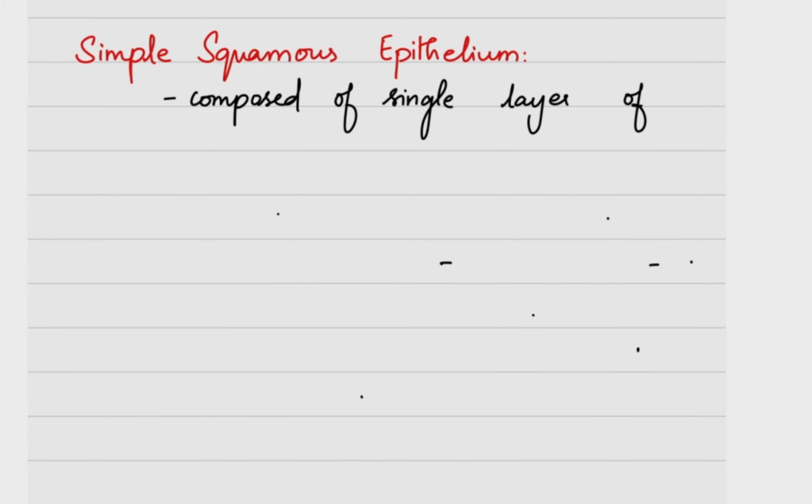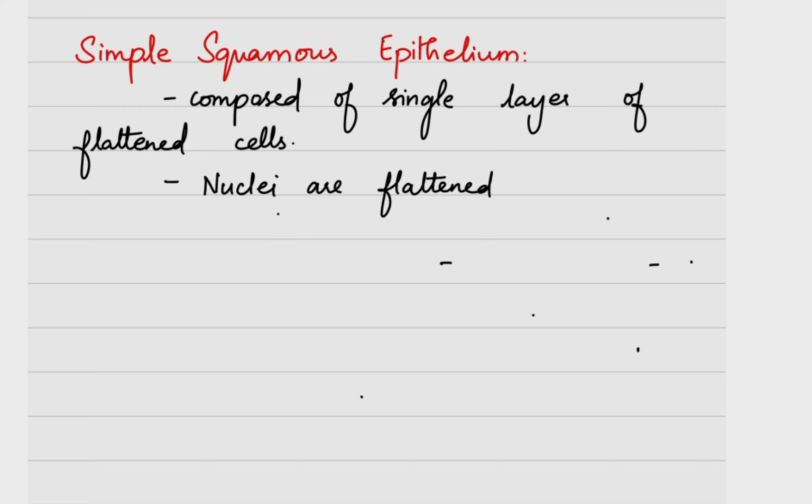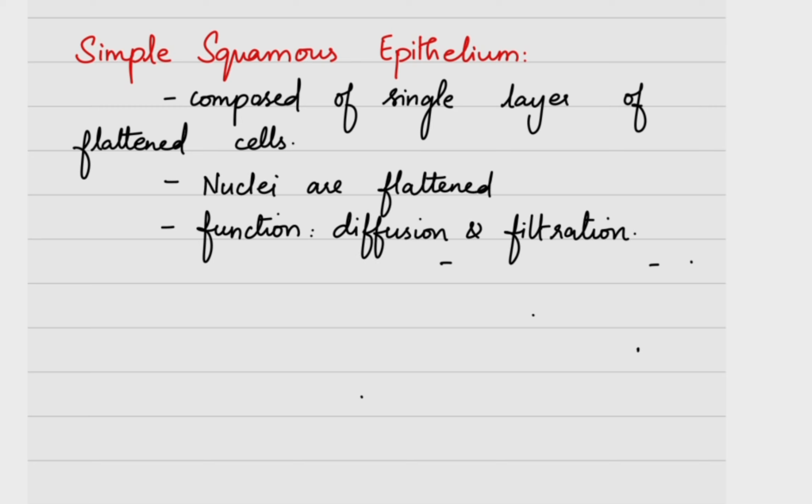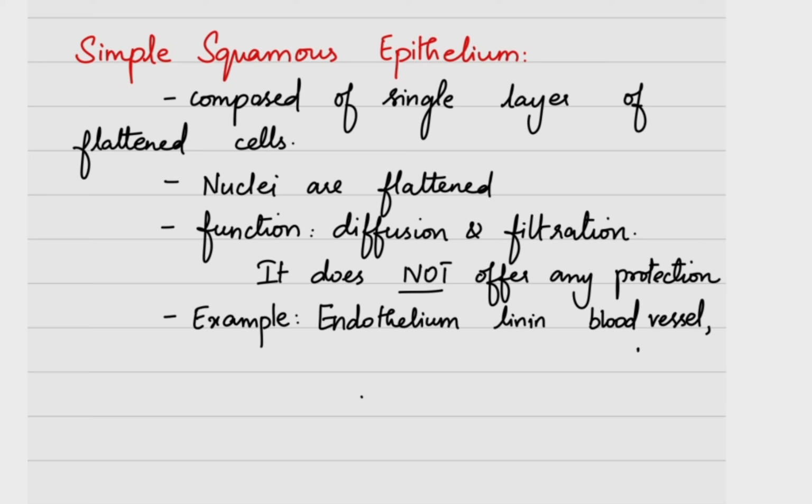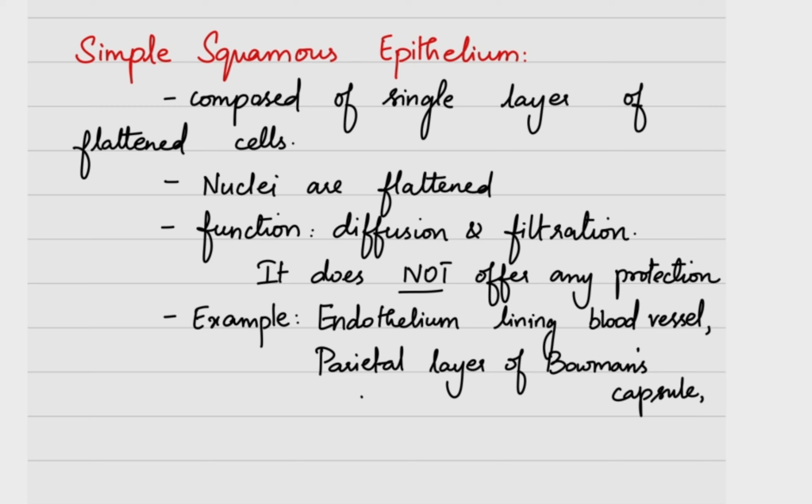Now let's see in detail about simple epithelium. Simple squamous epithelium. It is composed of a single layer of flattened cells. The nuclei are flattened. These cells are very close to each other. Its function is diffusion and filtration, but it does not offer any protection. It is seen in the endothelium lining of blood vessels, the parietal layer of Bowman's capsule, and the pericardial lining, the mesothelium.